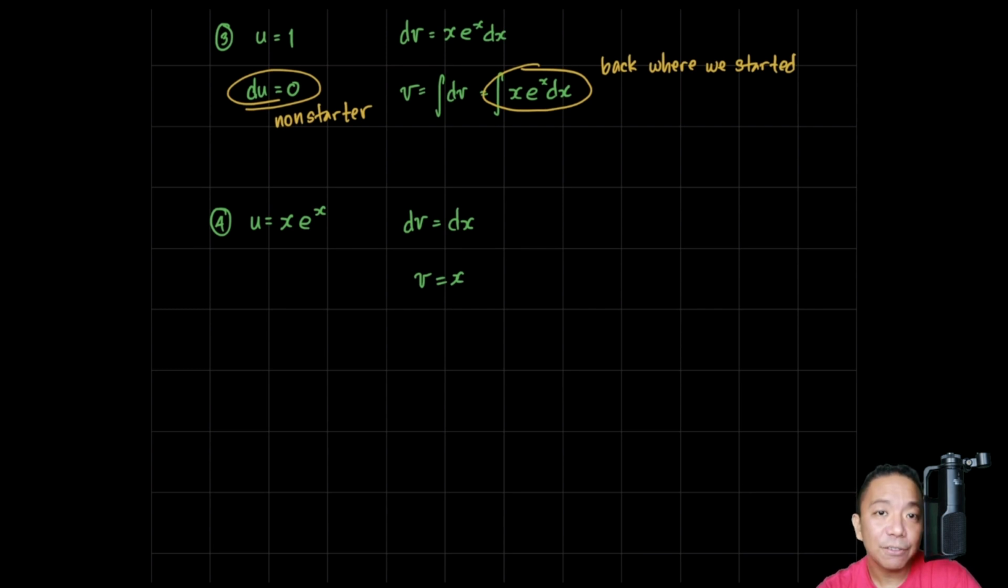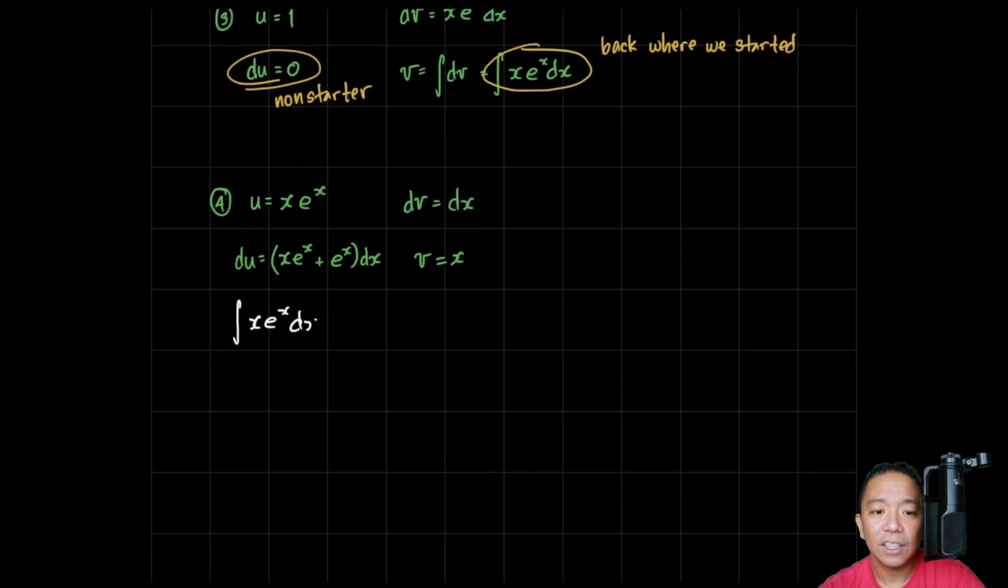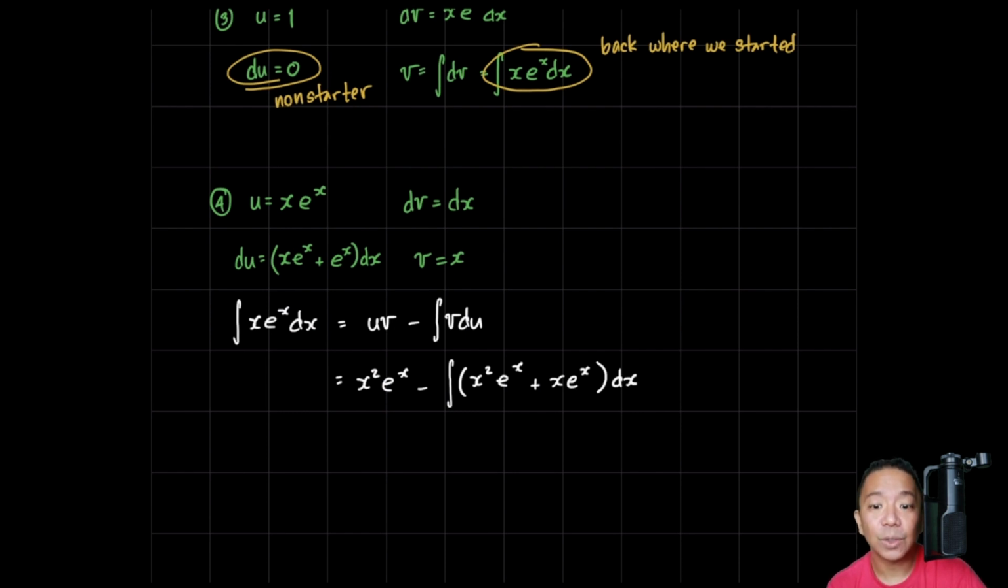But if we take the derivative of u, kaya naman natin, but we'll have to use the product rule. So that will be x times derivative of e raised to x plus e raised to x times the derivative of x. So we'll get du is equal to x times e raised to x plus e raised to x, quantity times dx. And we apply the formula for the integration by parts, and we'll get our uv is equal to x squared times e raised to x minus integral of v du, which is the integral of x squared times e raised to x plus x times e raised to x, quantity dx.